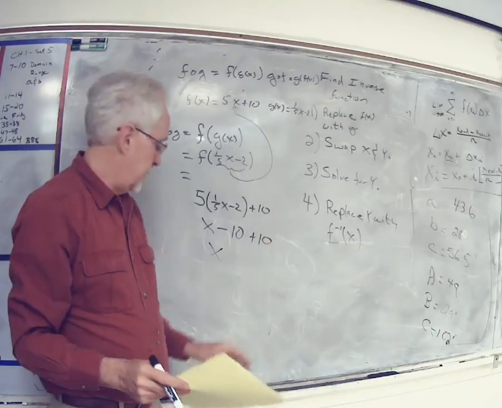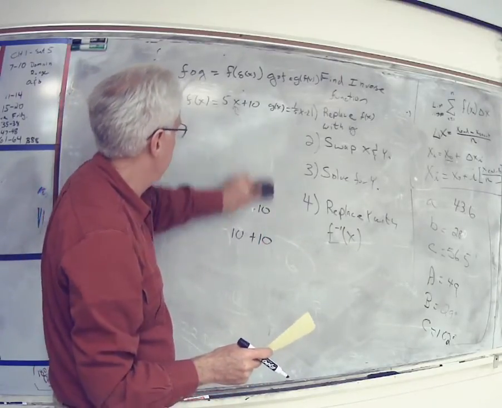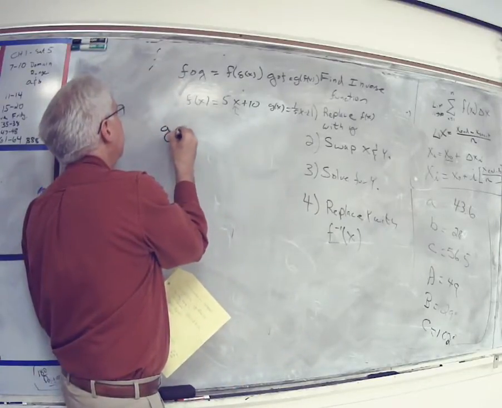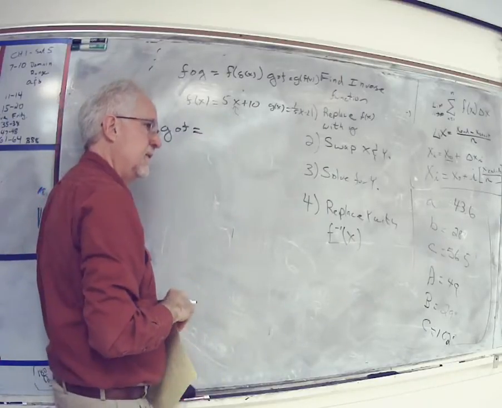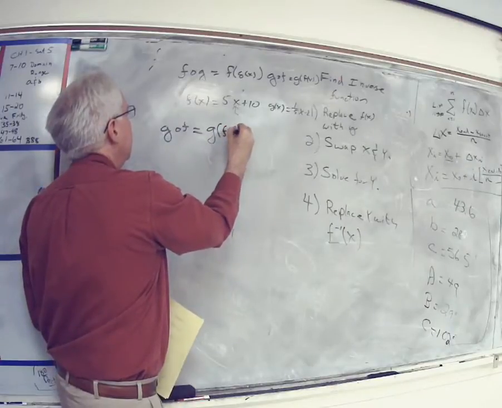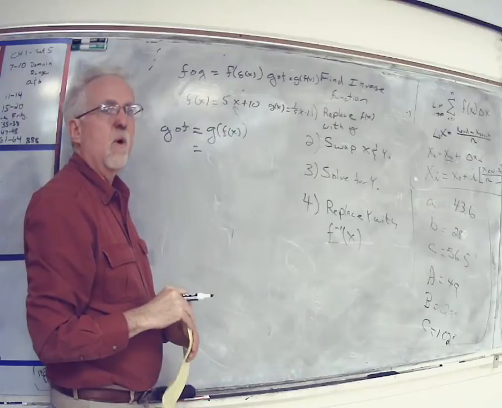But I better try the other way. What's the other way? g composite f. What is g composite f equal to, Mario? g of f of x. Yes. Why am I happy? He said g of f of x and didn't try to plug things in.